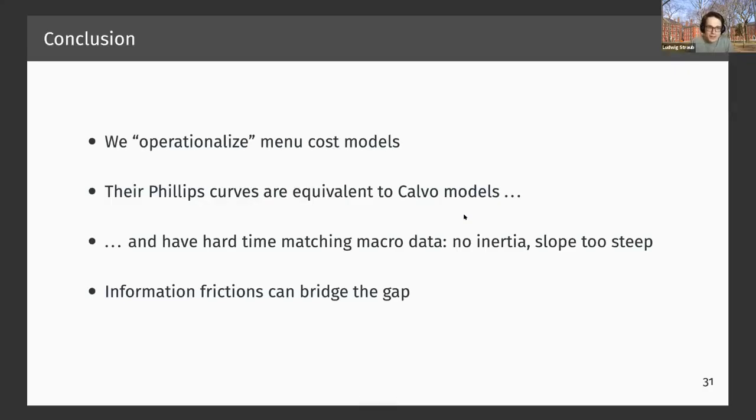All right, let me conclude. So what we attempt in this very early stage project still is to operationalize, so to speak, menu cost models. So we start with computing Phillips curves for menu cost models.